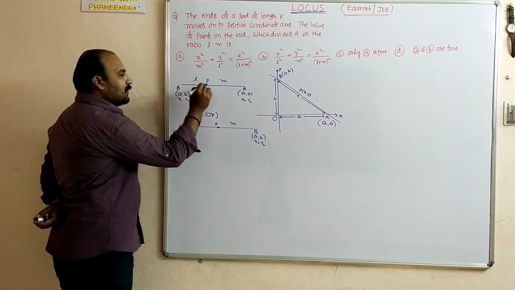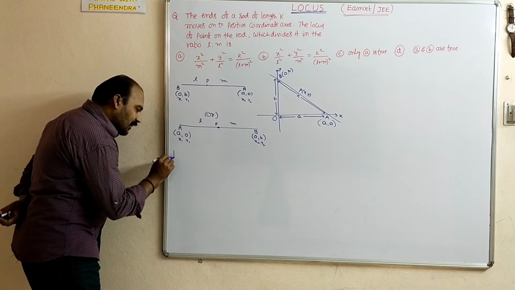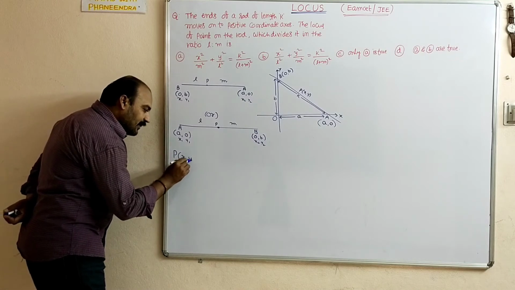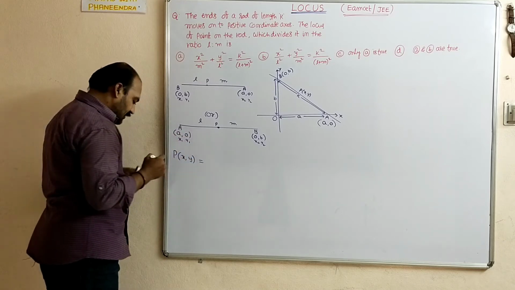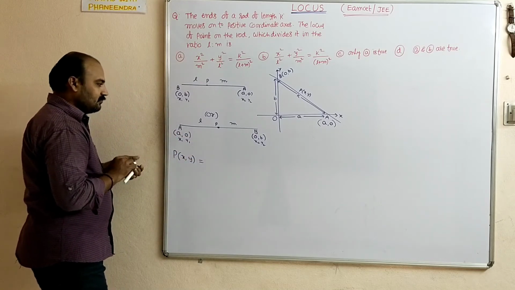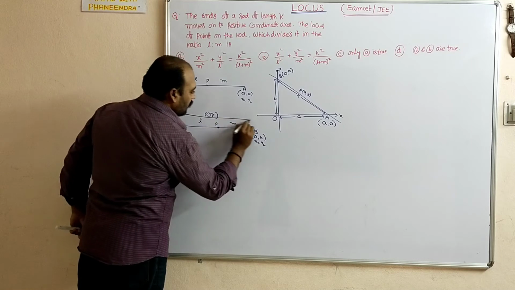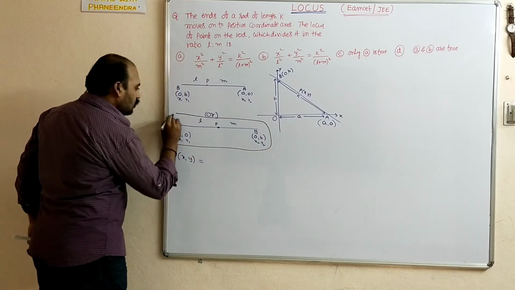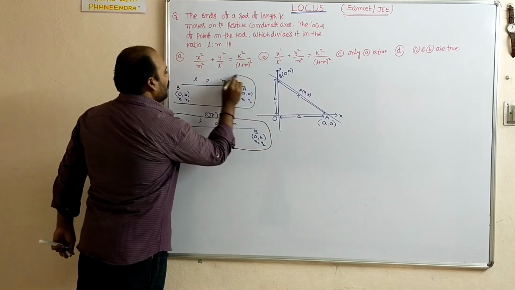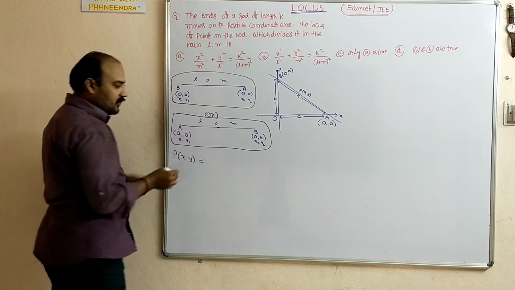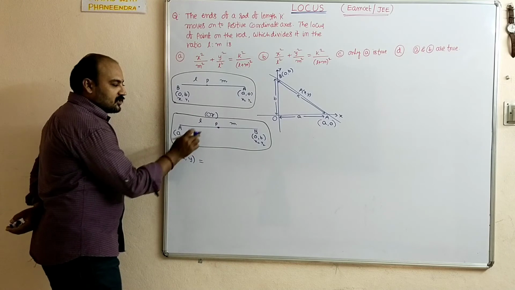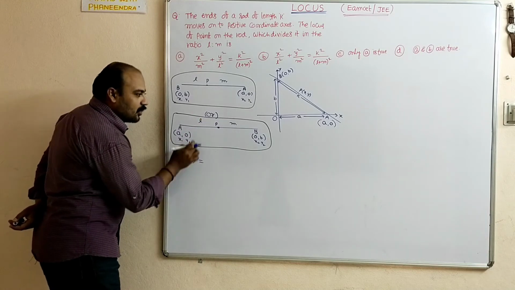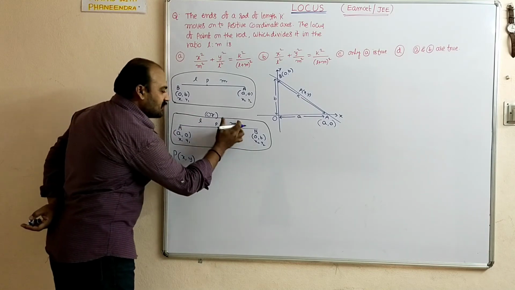So the point P, the coordinates of P, we can write as P of x comma y according to the second picture I am drawing here. These two possibilities will come, either this one or this one. First I am calculating the locus of point P. So P of x comma y equal to, we know that (mx2 plus nx1) by (m plus n).